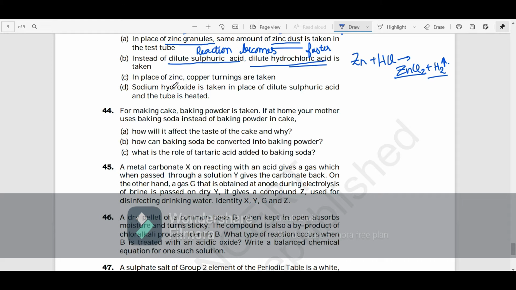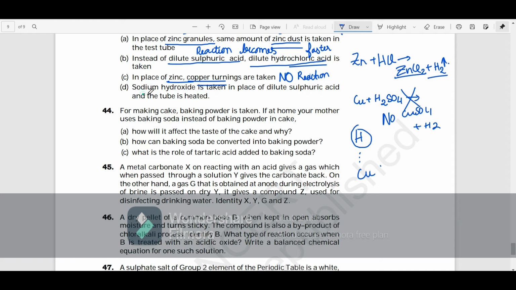Next, if in place of zinc, copper turnings were used. Okay, in place of zinc, let's just keep copper plus H2SO4. You might be tempted in excitation to just write copper sulfate and hydrogen gas, but this is wrong, right? See, if you remember the reactive series, below hydrogen you'll have copper. So will any reaction take place? Can copper displace something which is more reactive than it? No. Henceforth, no reaction.